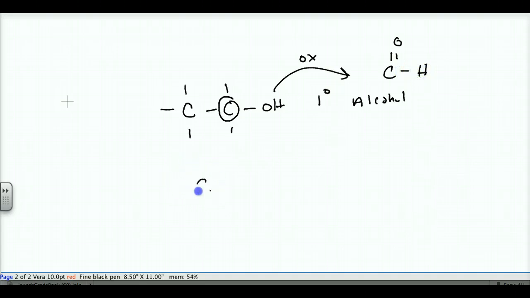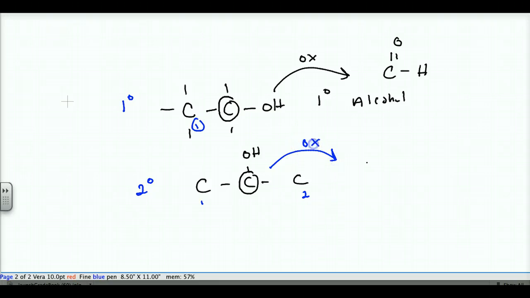Now, if I have a secondary alcohol, this is an OH group that is attached to a carbon that's attached to two other carbons. See, this carbon here was only attached to one other carbon, so this was a primary. This is called a secondary. Now, this is attached to the middle. Now, you oxidize this, it becomes a ketone, where you have a C double bond to an O, but in the middle of a hydrocarbon.